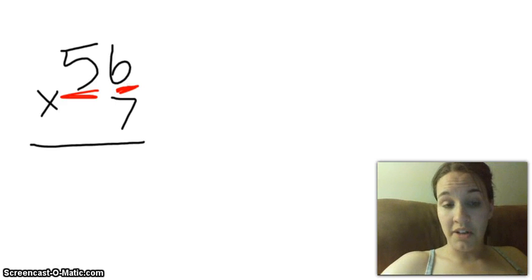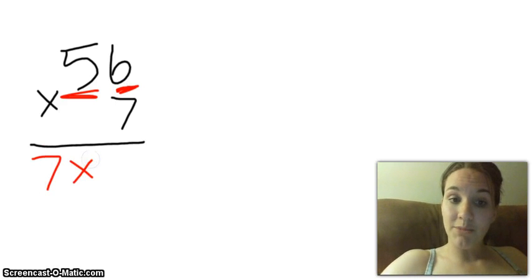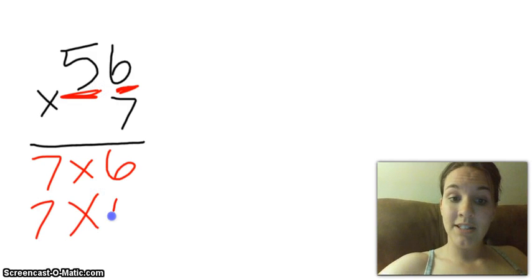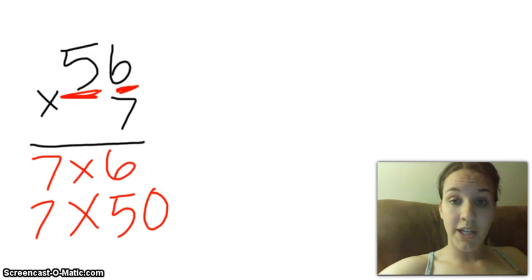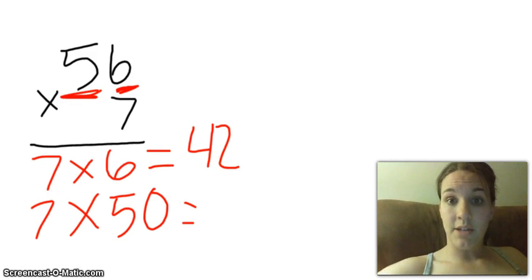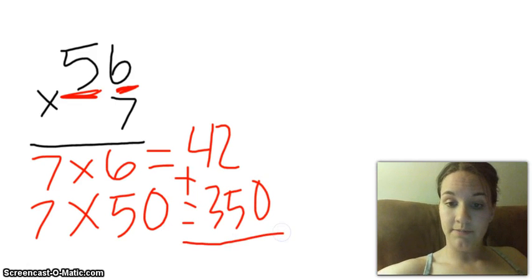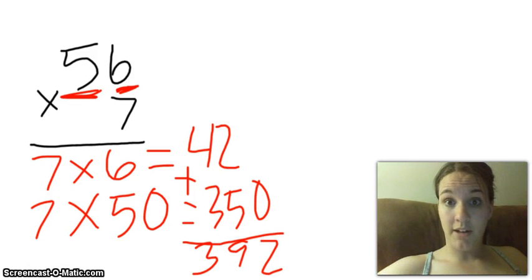So I'm going to start with the ones, and I'm going to do 7 times those 6 ones. Then I'm going to break it down into its tens. I'm going to do 7 times 5 tens. Now 5 tens is not 5. 5 tens is the same as 50. So I need to make sure that I have that 50. Then I could do both of my partial products. 7 times 6 I know is 42, and 7 times 50 is 350. I could then add my partial products together, 2, 9, 3, and come up with my final product.